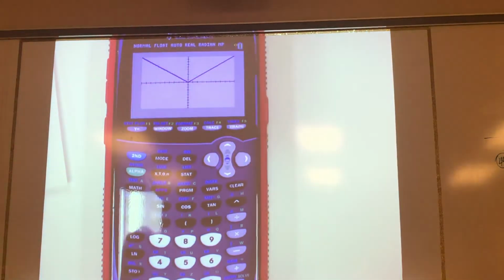Graph. Which way did it go, guys? Right 3. Weird, right, Caleb? Okay, so it's the absolute value of x minus 3, and it went to the right 3. Why do you think it did that? Oh, it's an absolute value. That makes so much sense. Absolute value is always positive, so it took that minus 3 and made it a plus 3.